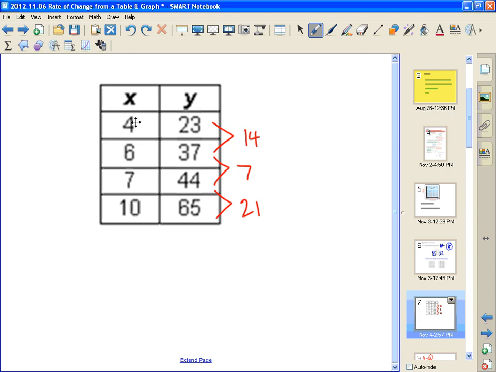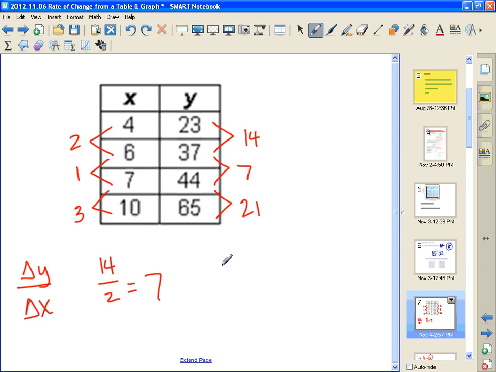So when I come over here and look at x, the change from 4 to 6 is an increase of 2. And then from 6 to 7 is an increase of 1. And from 7 to 10 is an increase of 3. So what I'm going to do is check the change in y over change in x for each interval. So here I have 14 over 2, which is 7. So the rate of change is 7 for that interval. And then on the next one, I have 7 over 1, which is 7. And then on the last one, I have 21 over 3, which is 7.